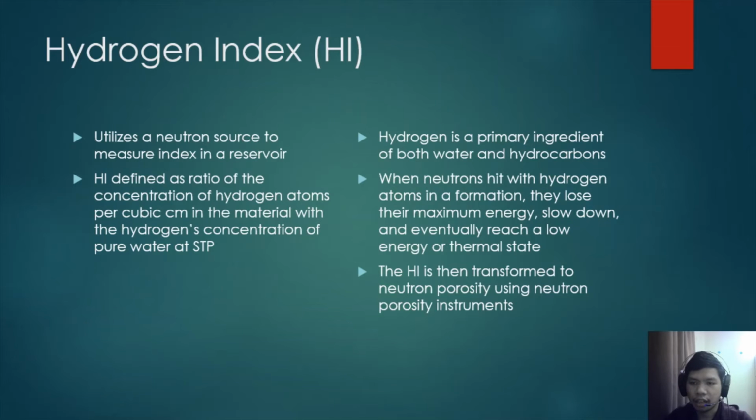In the process of neutron logging, when neutrons hit the hydrogen atoms in a formation, they lose their maximum energy, slow down, and eventually reach a low energy or thermal state. The hydrogen index is then transformed to neutron porosity using neutron porosity instruments. So basically, this hydrogen index is a reference in porosity logging.